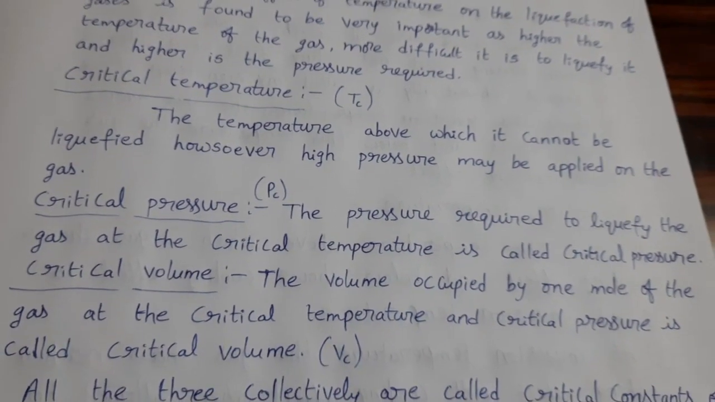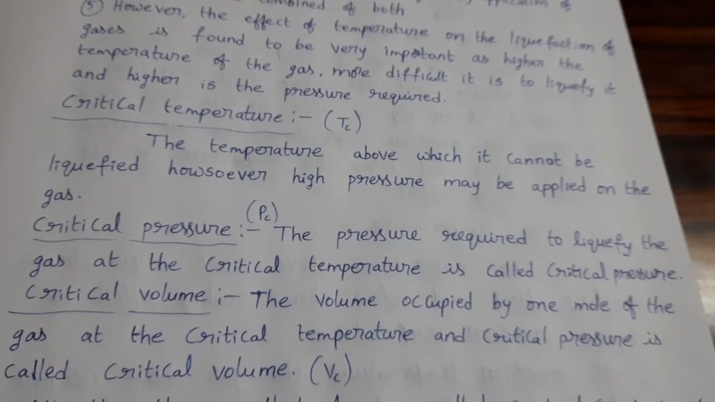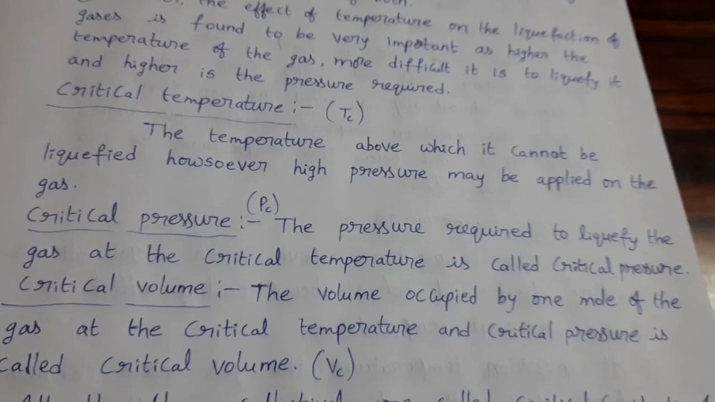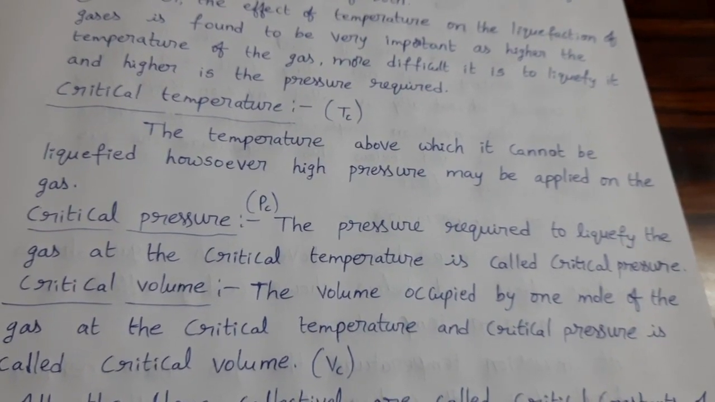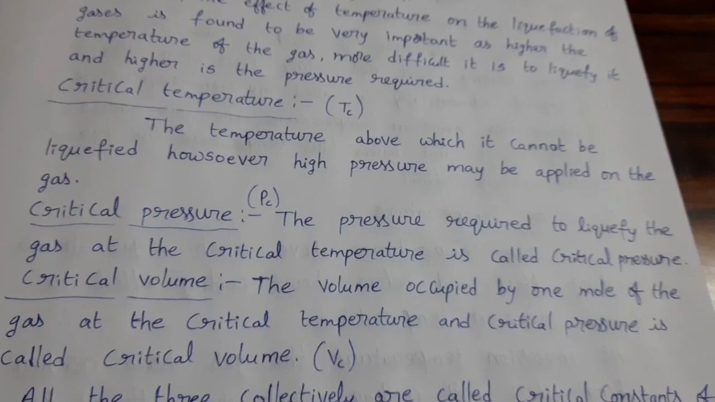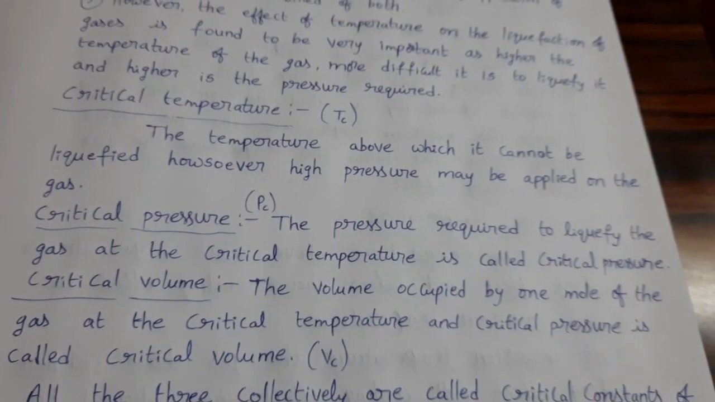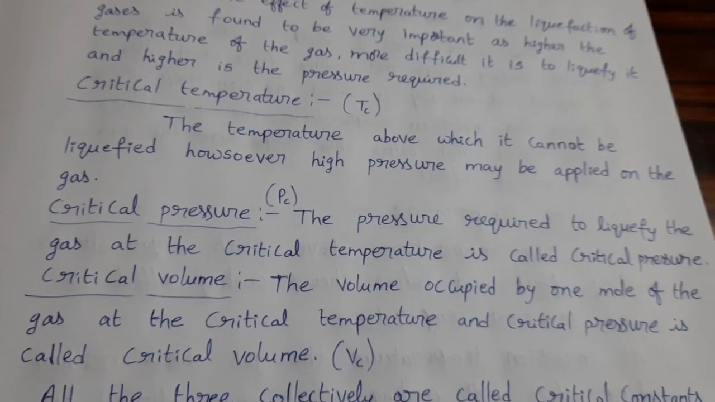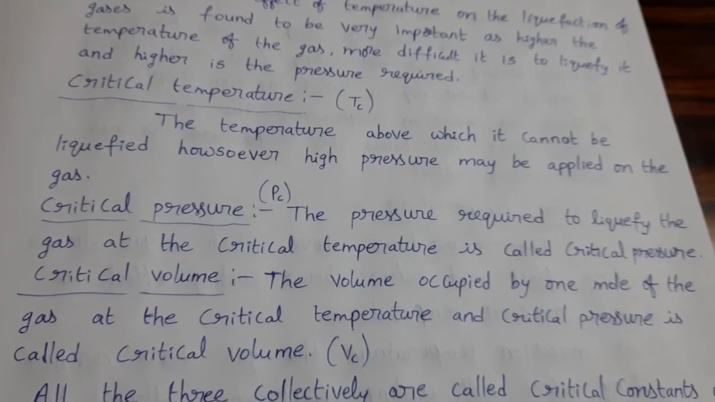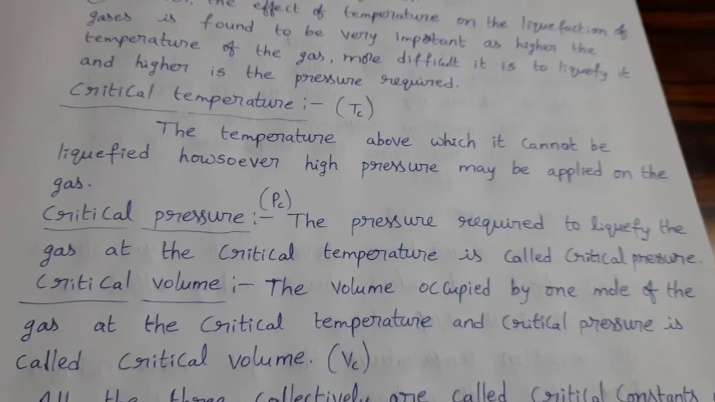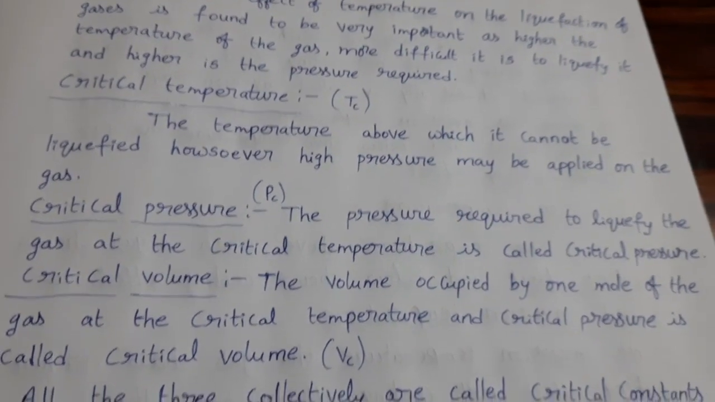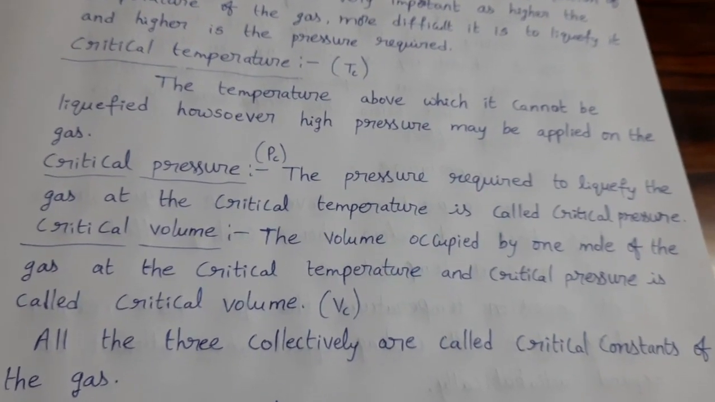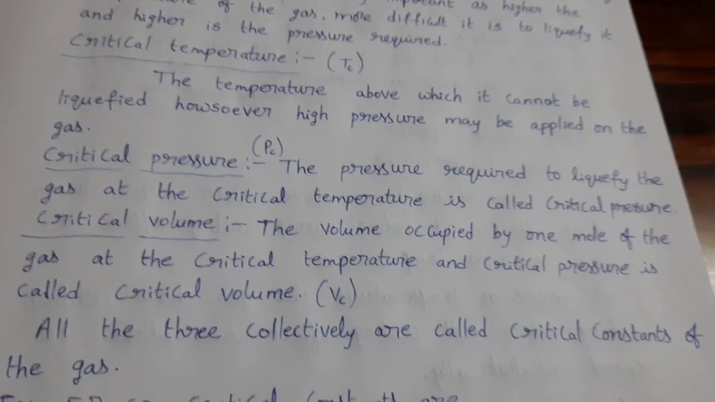Next, critical volume. The volume occupied by 1 mole of the gas at the critical temperature and critical pressure is called critical volume. So under critical temperature and critical pressure, 1 mole of the gas has a particular volume, that is critical volume, represented by Vc. So critical temperature Tc, critical pressure Pc, critical volume Vc. All the three collectively are called critical constants of the gas: Tc, Pc, Vc.